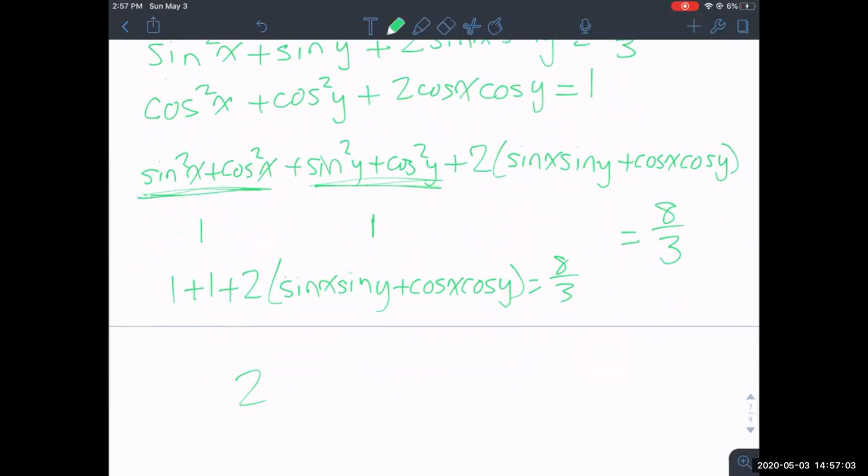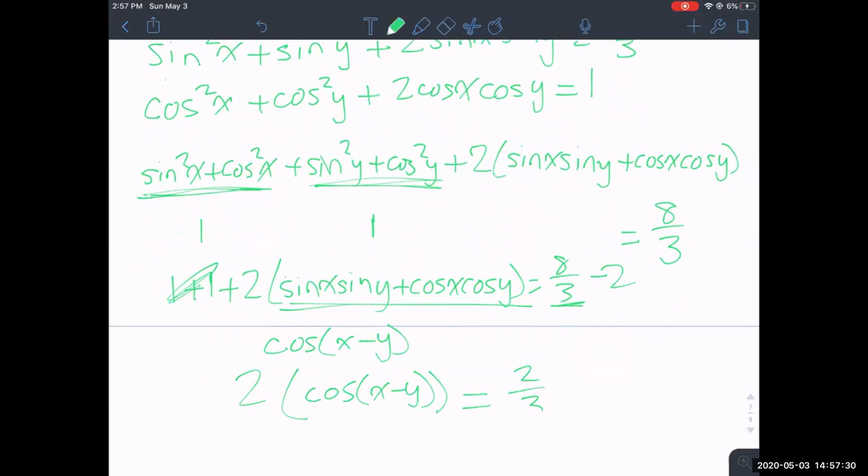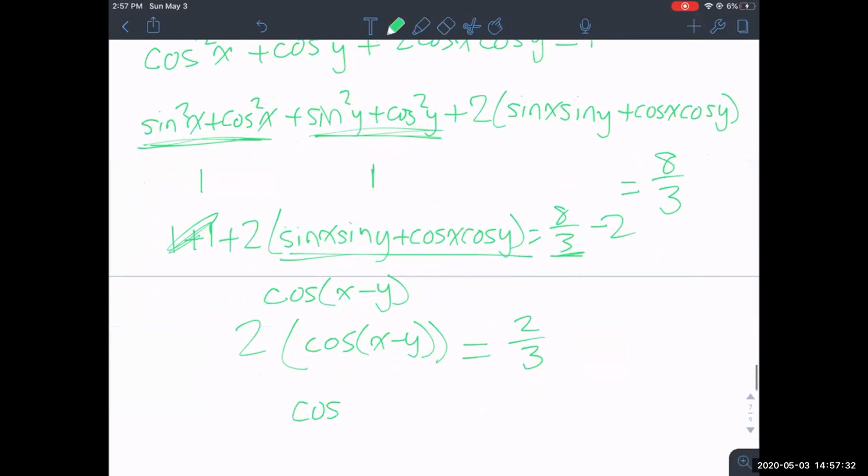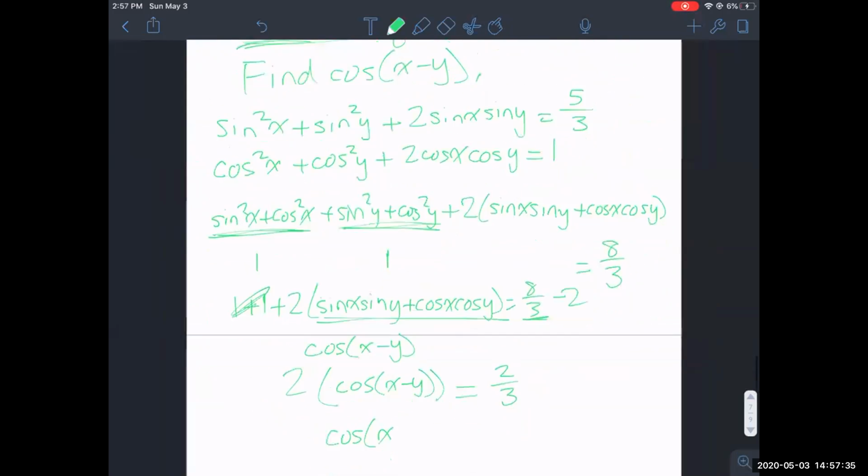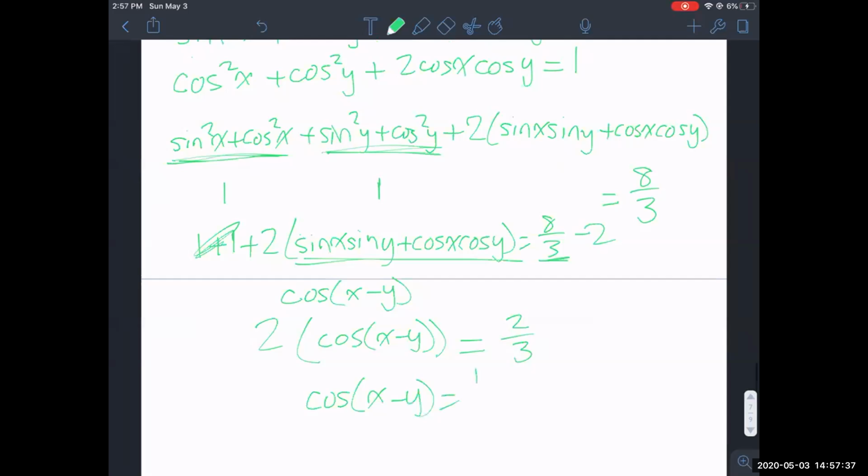Now this thing probably looks a little familiar, and that's because it is the cosine subtraction identity. So it's cosine of x minus y. So 2 cosine of x minus y is equal to 8/3 minus 2, because there's a 1 plus 1 on the left side. That gets us 2/3. And then cosine x minus y is equal to 1/3, which is our answer.